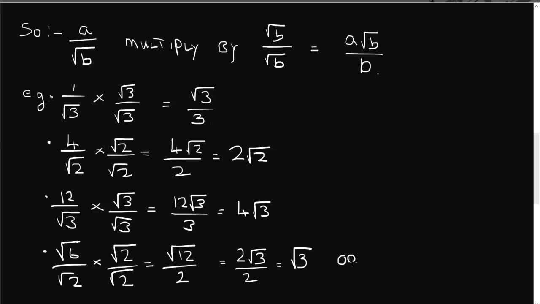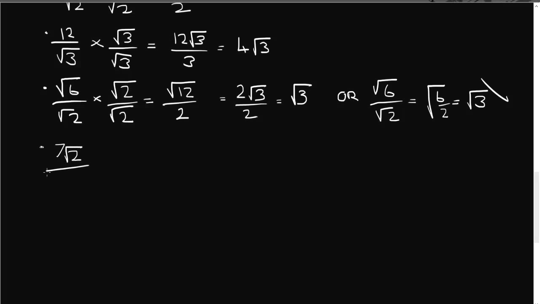What we can say is root 6 over root 2 equals root 6 over 2 from the second rule that we looked at right at the beginning. Equals root 6 over 2, which equals root 3. That's a much simpler way of doing that.